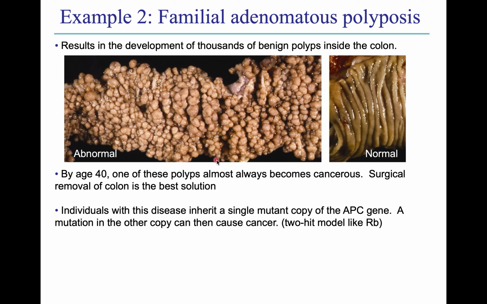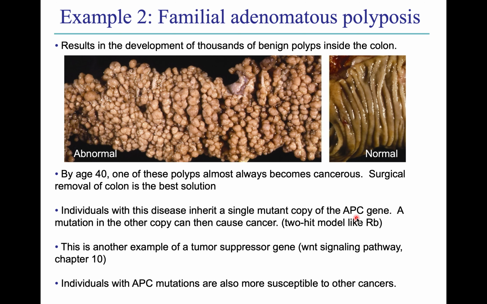I apologize for the gross picture here, but the second example is a hereditary colon cancer, and this is the same kind of two-hit model we were just talking about. The gene involved in this case is this gene called APC, which is part of the Wnt signaling pathway. This is another example of a tumor suppressor gene, and we'll come back and look at what this signaling pathway does in a later chapter. But just know this gene would be tied in with slowing down cell cycle progression.